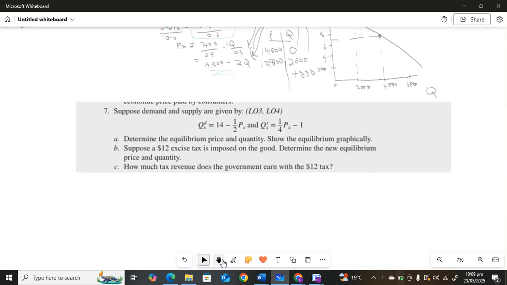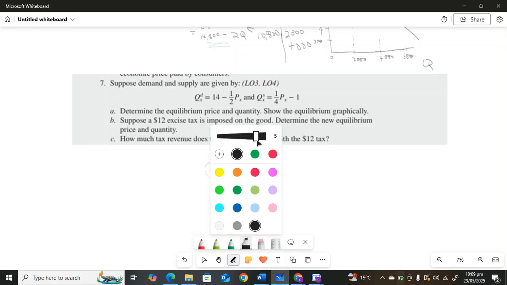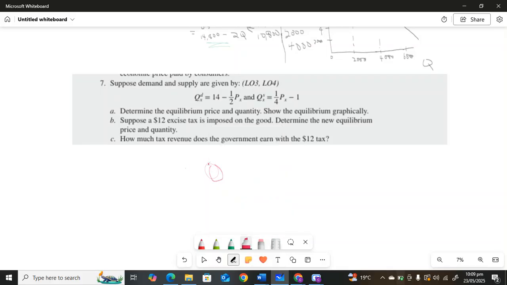Okay, so first things first, we need to get our equilibrium price and quantity. So at equilibrium, quantity demanded QD equals QS, quantity supplied. All right. So we need to equate these equations here.